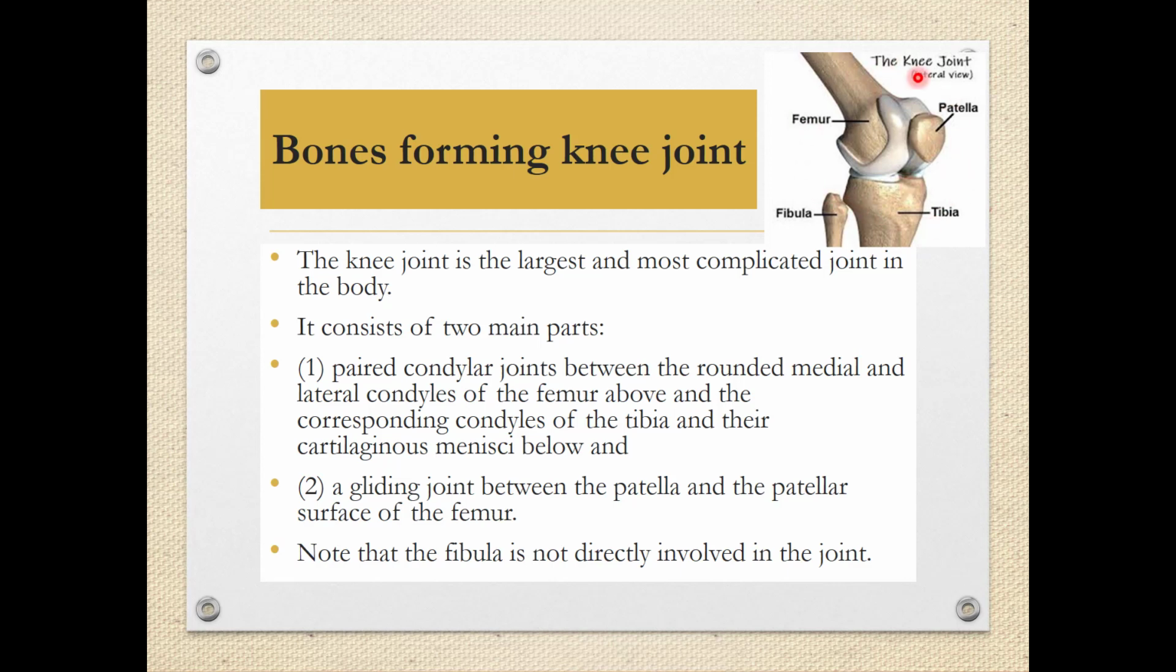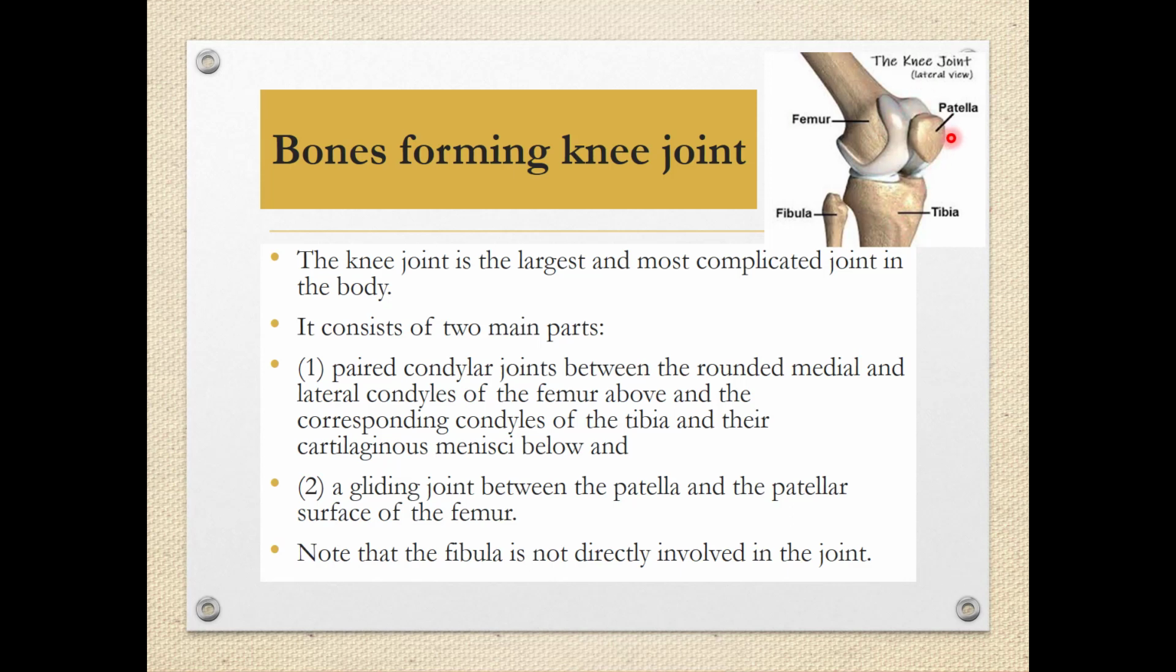This is first joint, that is the bicondylar joint. How is it bicondylar? Two condyles are there. First of all, the above medial and the lateral condyles of the femur, and below there are the medial and the lateral condyles of the tibia. So two types of condyles are involved, so it is called as bicondylar joint.